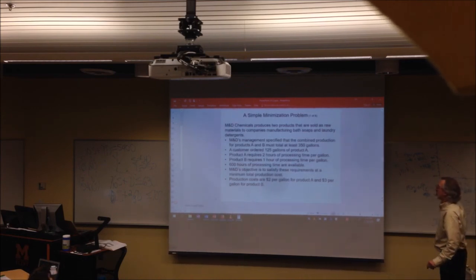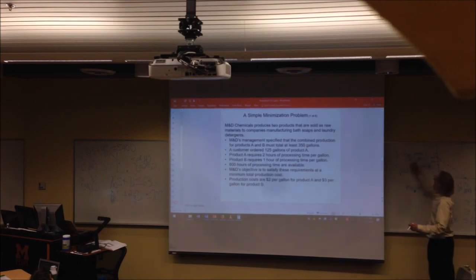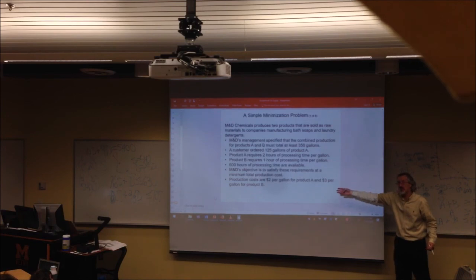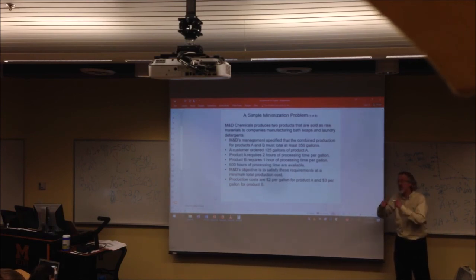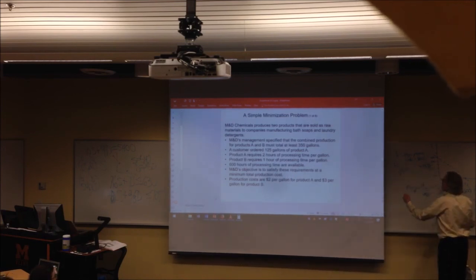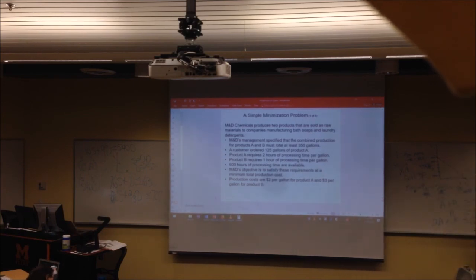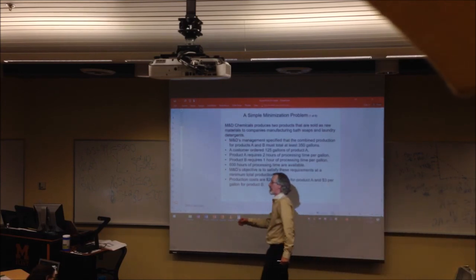Objective function. A is how many gallons, B is how many gallons, but the objective is to keep costs as low as possible, so we've got to change A and B to represent cost. For every gallon we make of A is how much? $2? Plus, how much does it cost for every gallon of B? There's your objective. Minimize those costs. All right.